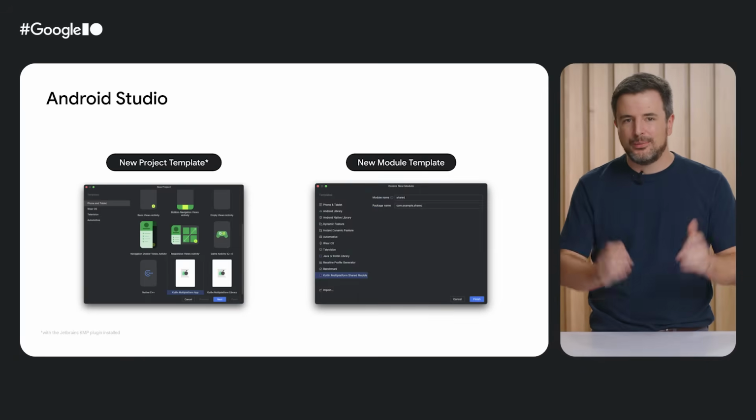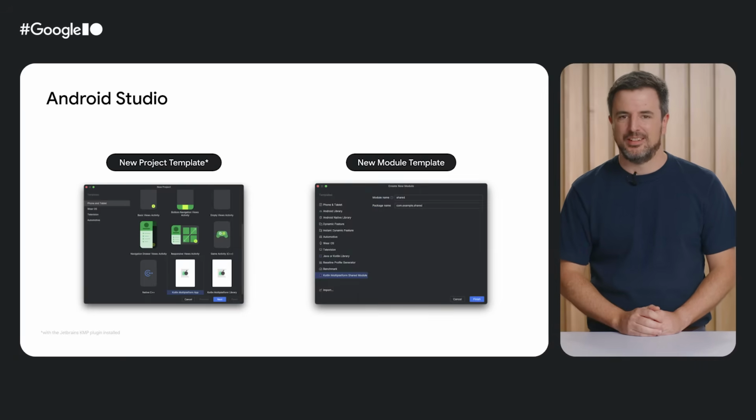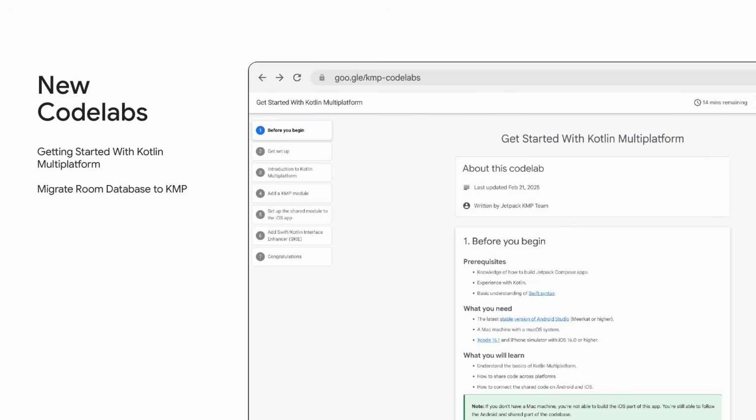So the easiest way to get started is with the new templates in Android Studio mentioned previously. If you're already in Android Studio, this is the fastest way. We've also got two new codelabs released. Getting started with KMP takes you through the project setup of adding a shared module and then using that shared module to share some business logic between your Android and iOS app.